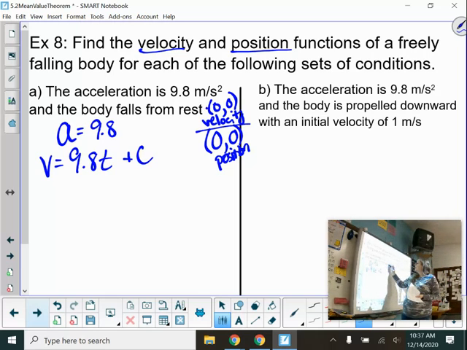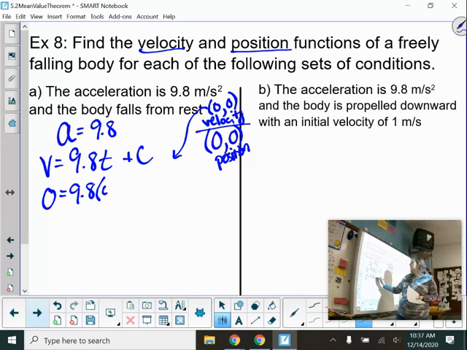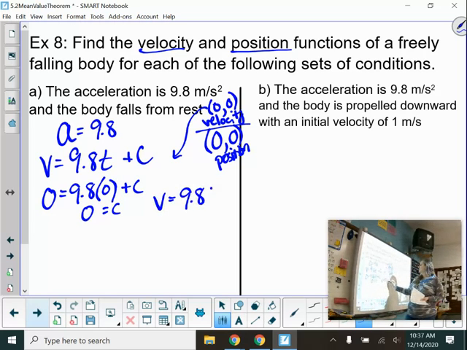Now I do know that I have 0, 0 as my original condition. So that means the velocity is 0 at the beginning when time is 0, and that means my constant is 0. So the velocity function is just 9.8t. There is no constant added on there because we are falling from rest, so there's no initial propulsion or anything having to do with that.